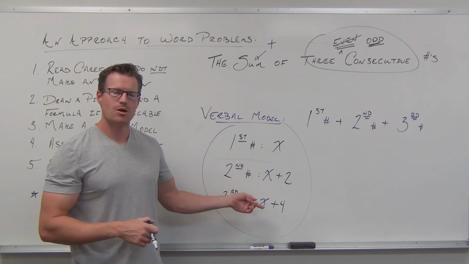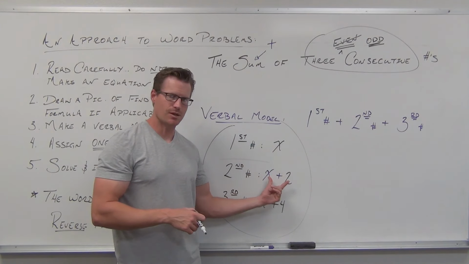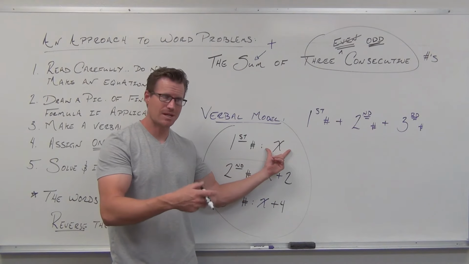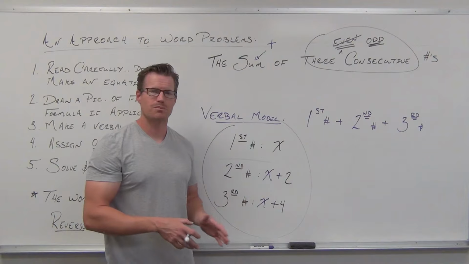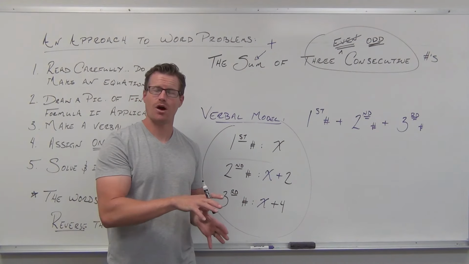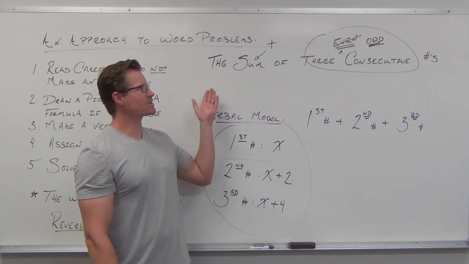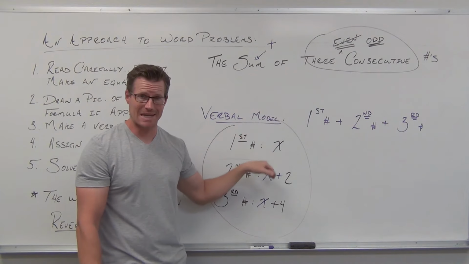No change. Because if you start with an odd, you still have to skip the even. Start with 3 and add 2 to it, you get 5. Start with 3 and add 4 to it, you get 7. 3, 5, 7. This works for consecutive even and consecutive odd because you have to skip that number. That's really interesting. So if you're having the sum of 3 consecutive even integers or 3 consecutive odd integers, it's going to be the same setup.